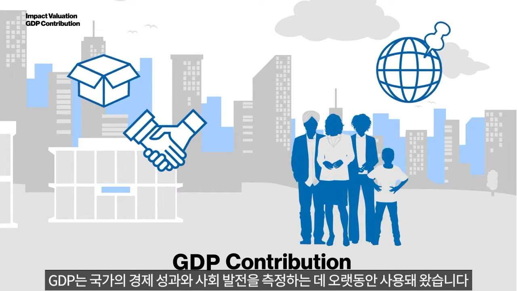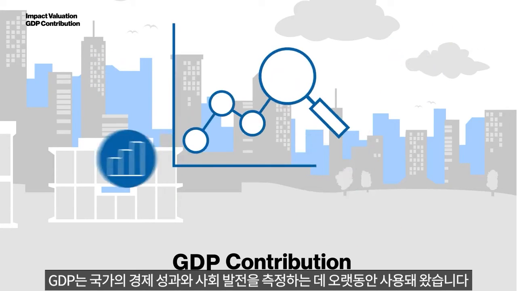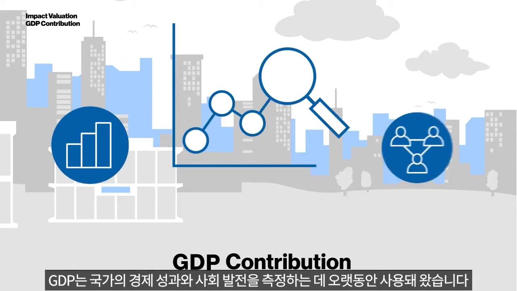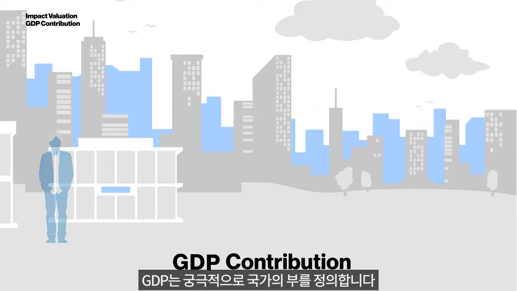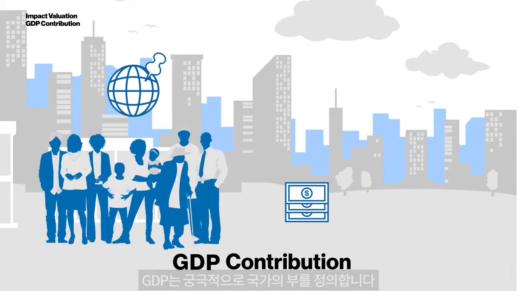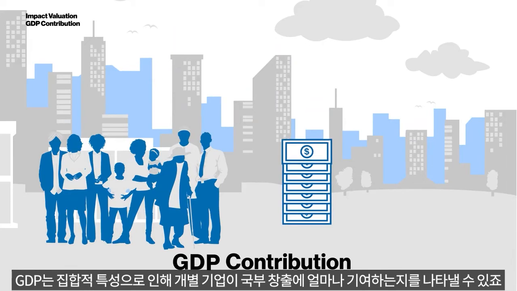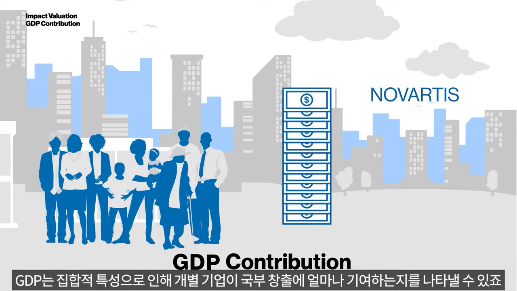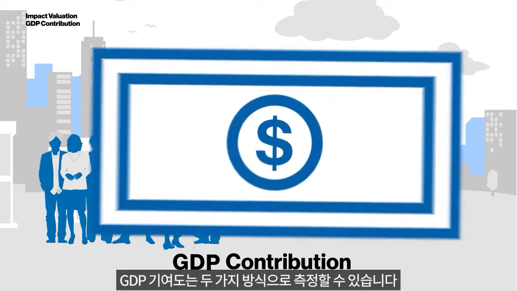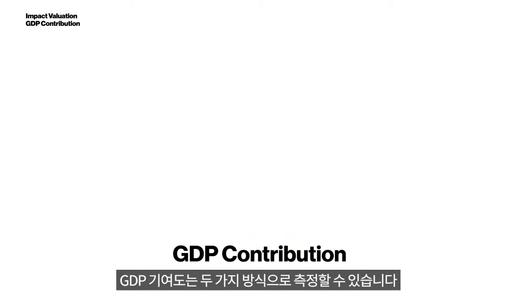GDP has long been used to measure the economic performance as well as societal progress of nations. Ultimately, it defines a country's wealth. Its aggregate nature implies that it is possible to express how much an individual company contributes to the national wealth. One can take either of two approaches to measure GDP contribution.